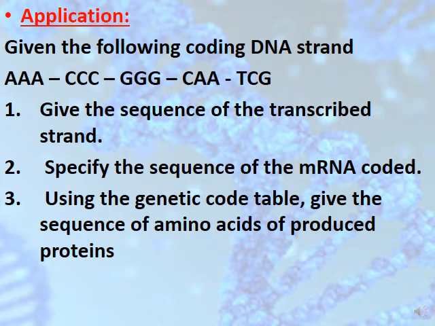So given the following coding DNA strand, AAA, CCC, GGG, CAA, TCG, give the sequence of the transcribed. It's complementary, where AAA, complementary is TTT, GGG, CCC, GTT, AGC. Specify the sequence of mRNA. It's the same as the coding. Instead of T is replaced by U. And we have to give the sequence of amino acids based on the genetic code.